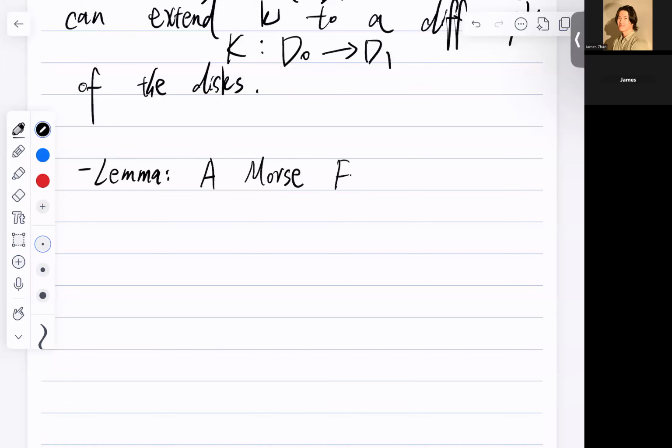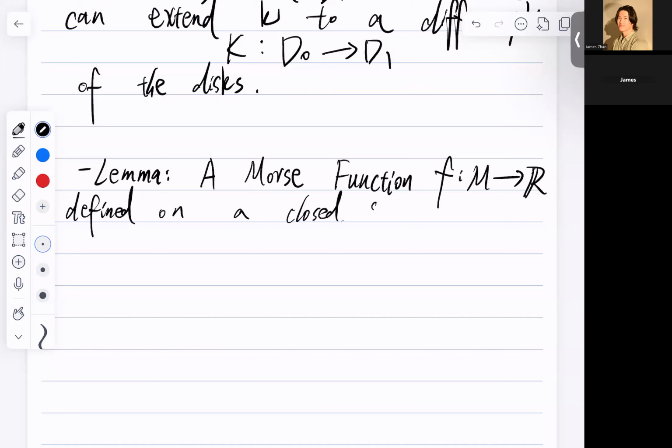So a Morse function f that maps from a manifold to some real number, again, a similar setup, defined on a closed surface. Again, a closed surface, a compact manifold, standard setup, which, as you can see, we're building up on the last theorem, sort of. So this is sort of an extension, I guess. Has only a finite number.